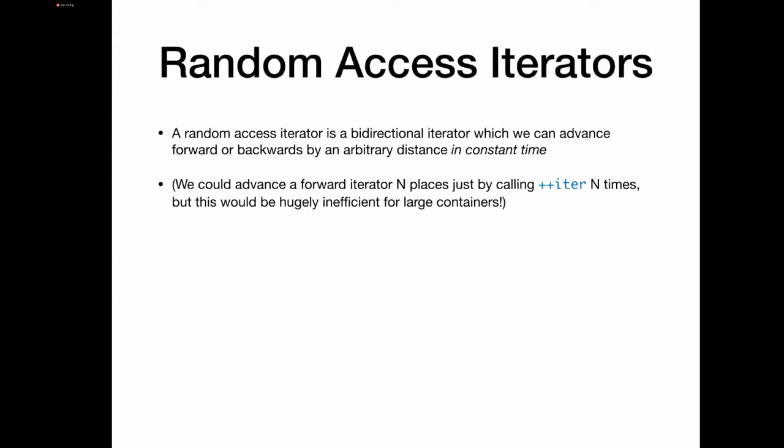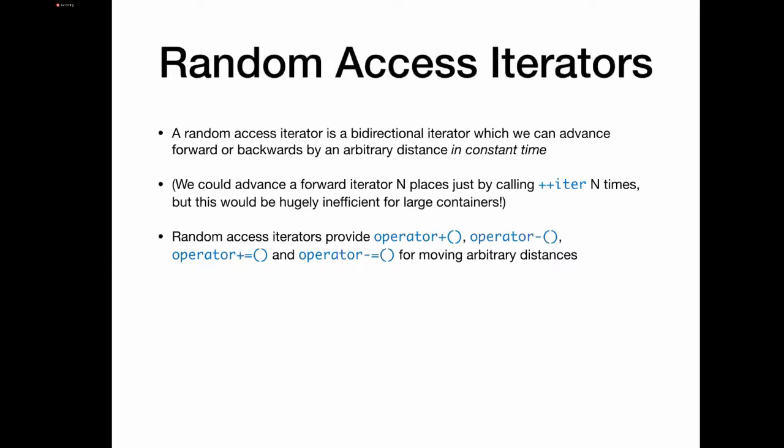A random access iterator is a bidirectional iterator which we can advance by an arbitrary distance in constant time. And that constant time bit is important. What I mean by that is the length of time it takes doesn't depend on the number of elements in the container. In theory, you can take any forward iterator and advance it n places just by calling plus plus on it n times, right? But if you imagine a linked list with 1 million elements and you want to get from there to there, you don't want to do this, because it's going to take a very, very long time. It's order n.